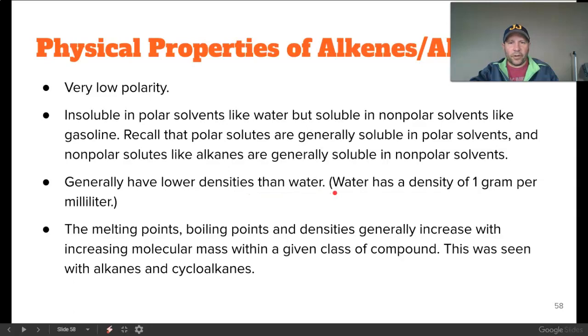They generally have lower densities than water. Means they'll float on water. And their melting points and boiling points and densities generally increase with increasing molecular mass. That's like London dispersion forces. The more protons and neutrons and electrons you get in there, the more those London dispersion forces hold them together. So that's something to keep in mind as well.